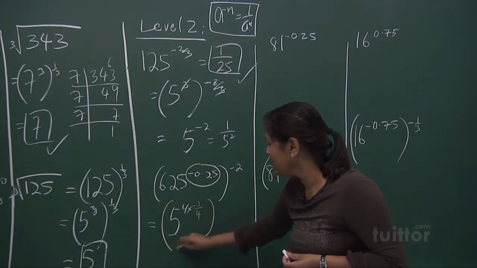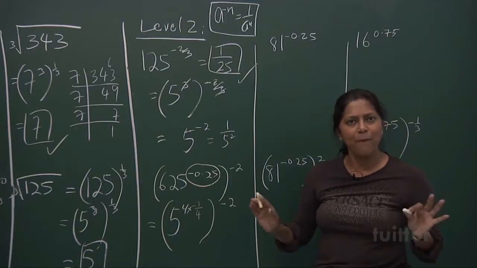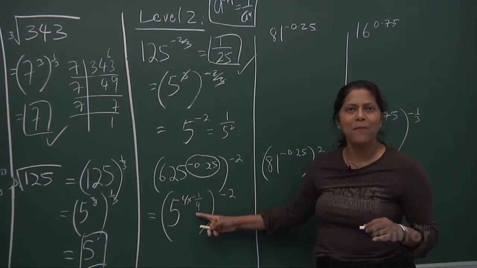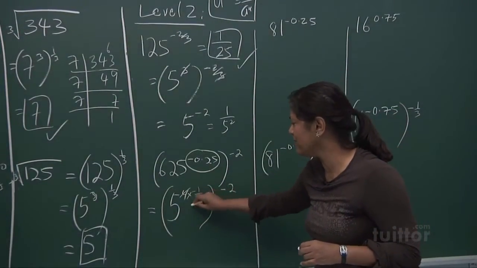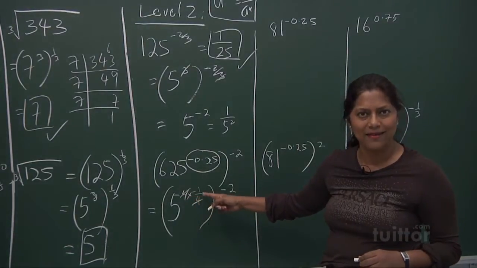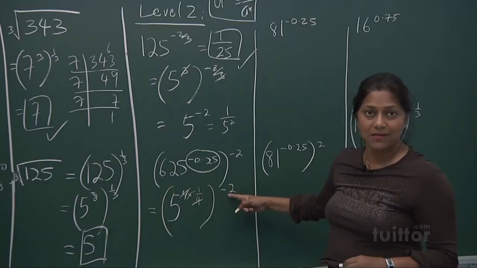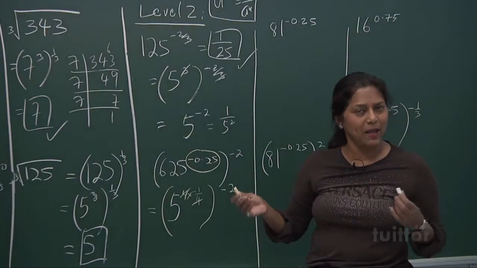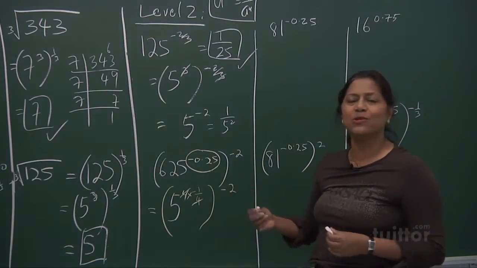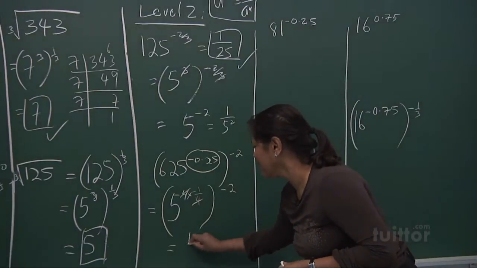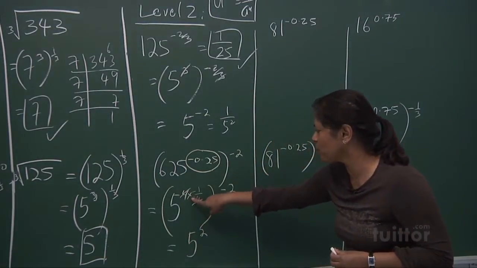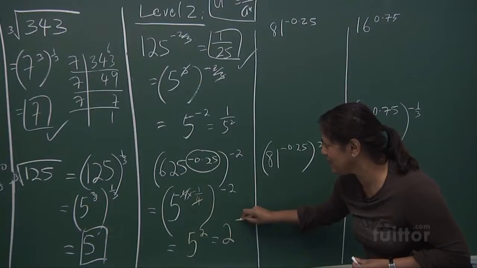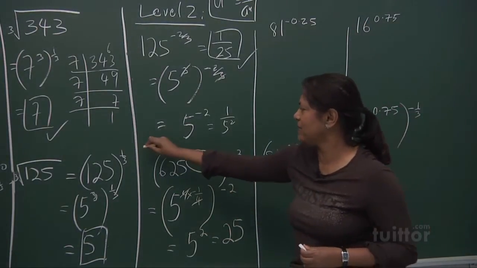And outside, you have a minus 2. Do not panic. Do it step by step. Well, when you multiply 4 by minus 1/4, you could cancel it off. You get a minus 1. A minus 1 times a minus 2. A minus and a minus. When you multiply, you get a plus, don't you? 1 times 2, 2. So your answer is 5 squared. Minus 1 times minus 2, a plus 2. 5 squared is 25. So that's how you get this answer.